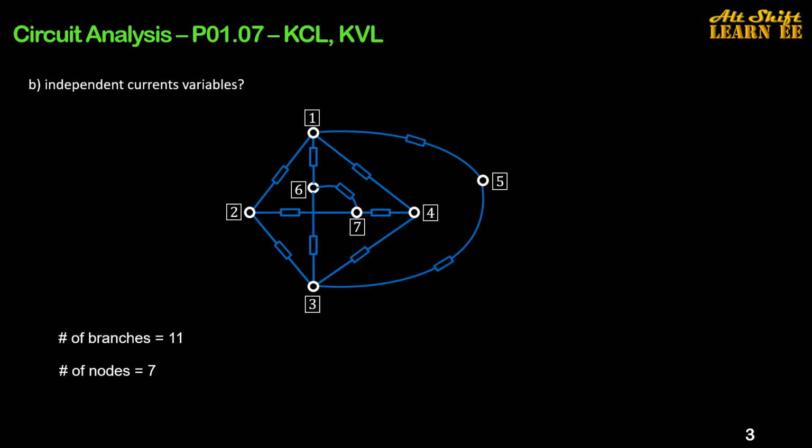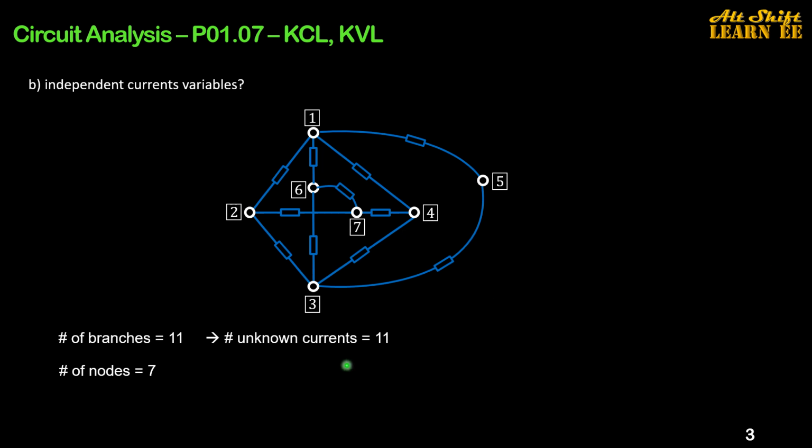In part B, it gets more interesting. This is asking you how many independent known branch currents are enough to find all other unknown currents. Simply, you may count the number of branches in this circuit graph, which is 11. The number of nodes in this graph is 7. Hence, the number of independent KCL equations is 6.